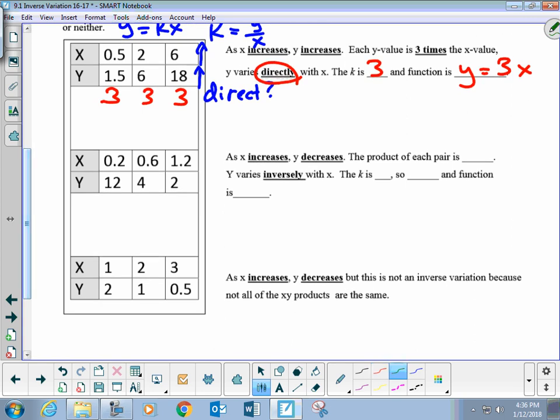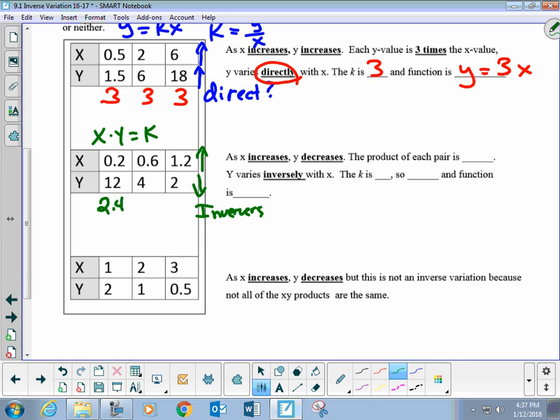All right, the next one. What's happening with x? It's going up. What's happening with y? It's going down. Now, this may be inverse variation. I don't know. I have to confirm. And we know in inverse variation that x times y is equal to my constant. So I am going to multiply x times y. So I am going to take 0.2 times 12. I will get 2.4.